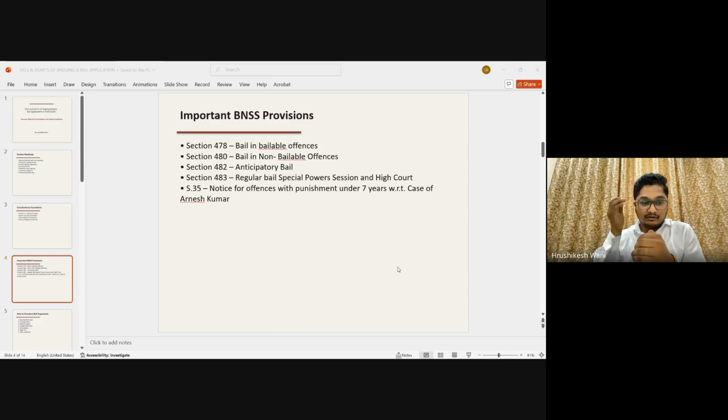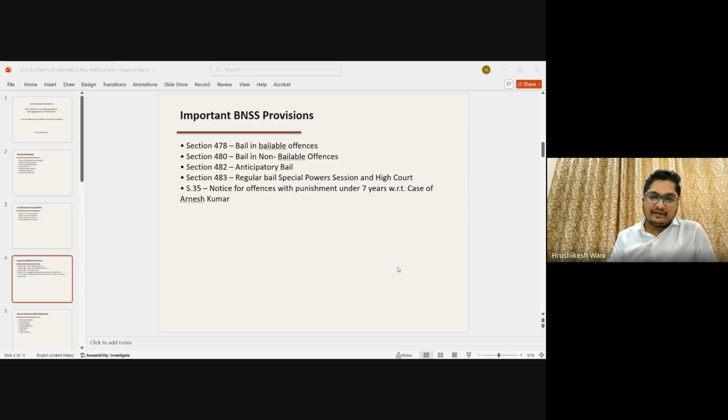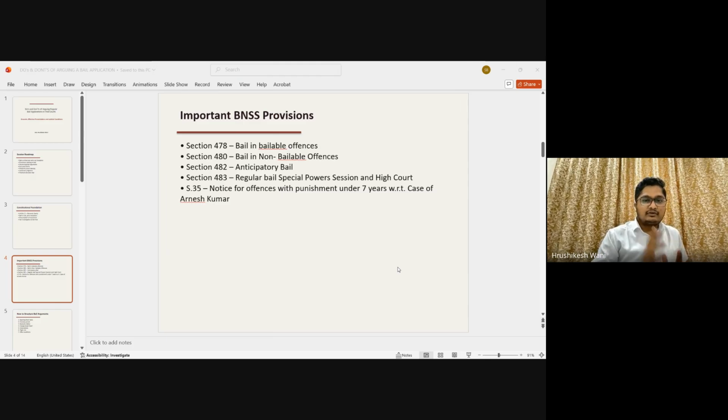So in bailable offences, by default, an accused is to be released on bail. But while releasing him on bail, he has to furnish some kind of surety, and that procedure is laid down in section 478 of Bhartiya Nagarik Suraksha Sanhita. After that, there is section 480. Both these sections, section 478 and 480, are applicable to offences or trials that go before a magistrate. So section 480 is bail in non-bailable offences which are triable by a magistrate.